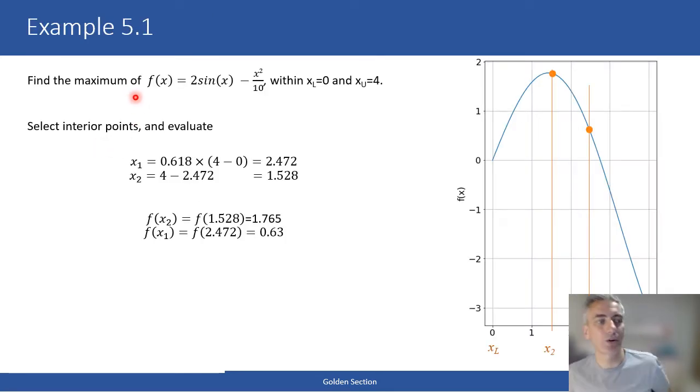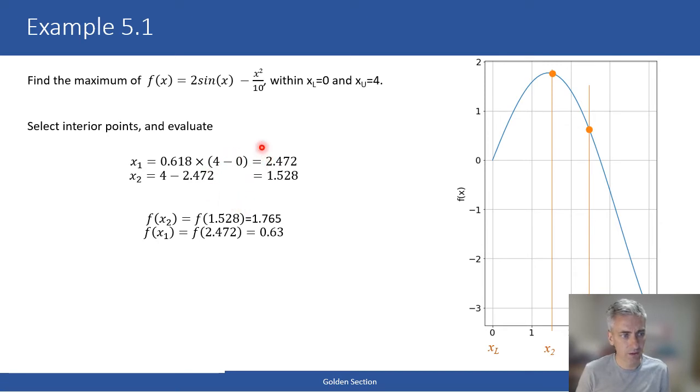So let's do a quick golden section search example. Imagine we have this function, 2 sine x minus x squared over 10. It looks like this. It has a peak somewhere between 0 and x equals 4. So we will say that this is our interval. The lower bound of the interval is at x equals 0 and the upper bound is at x equals 4. And we're looking for a peak somewhere in that range.